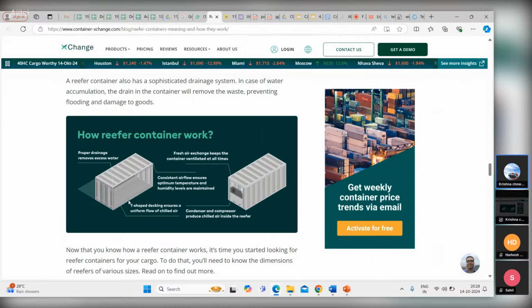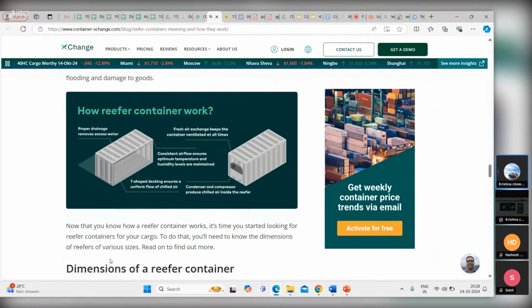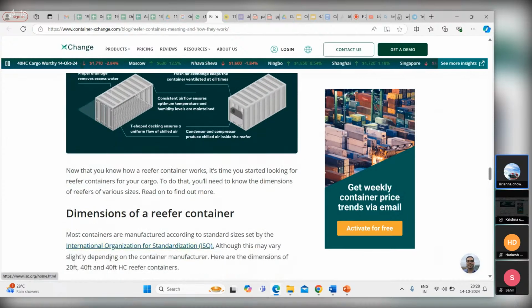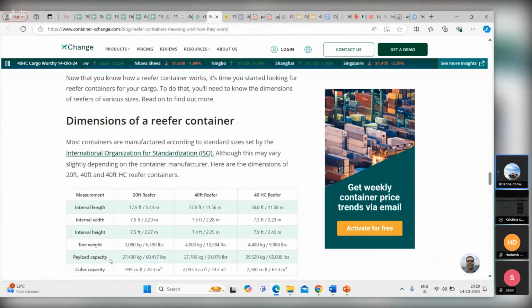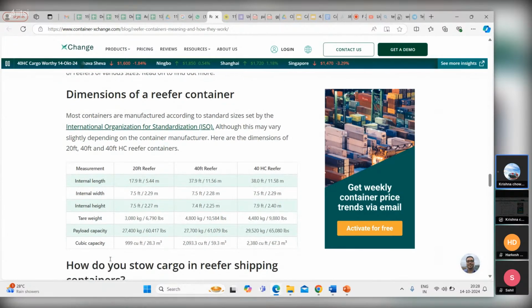Now you know how the reefer container works. What are the dimensions, as we discussed? 20 foot, 40 foot, and 40-foot high container. So 40-foot high container means, yes, anybody?